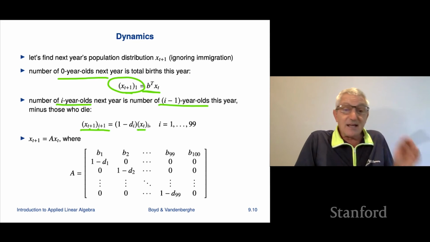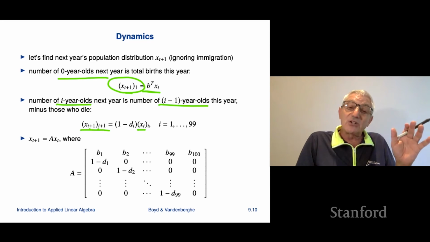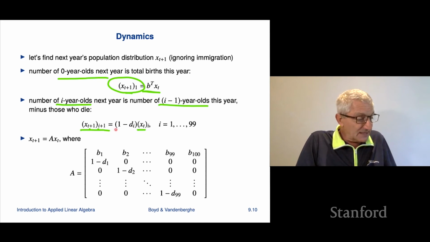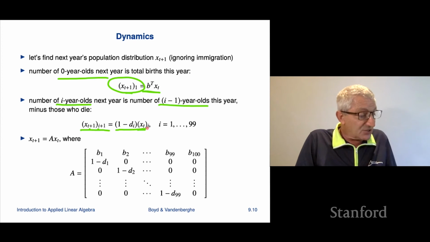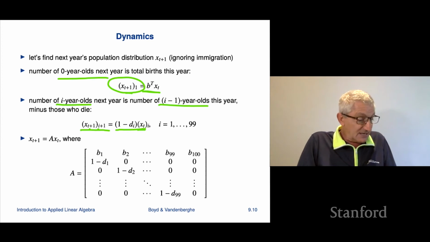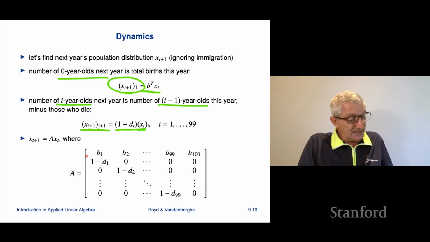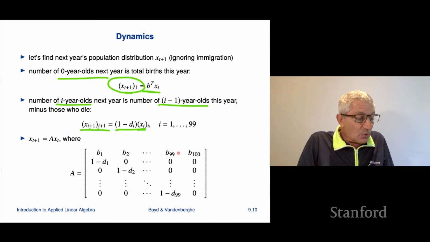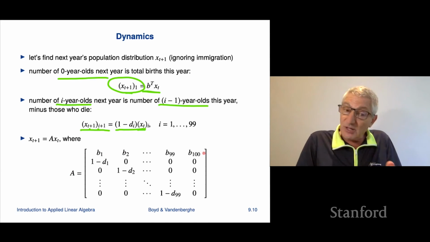That would be this thing, minus the fraction who die, and that's going to be minus di. So it looks like this, and this is true for i equals 1 up to 99. And so if we assemble all of this into a matrix, we get this matrix here, which is A. The top row tells you about the birth, it is literally the birth rate.